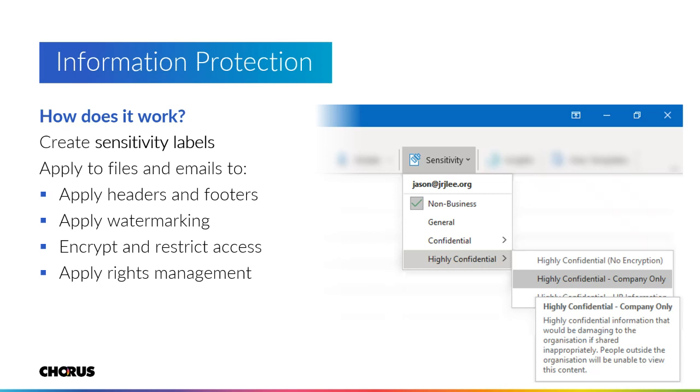We create sensitivity labels to reflect our sensitivity levels, our classifications. If we apply them to files and emails, we can apply headers and footers, we can apply watermarks, we can encrypt those files and emails and basically use that to apply rights management and control who can access those files and emails and what they can do with the contents.